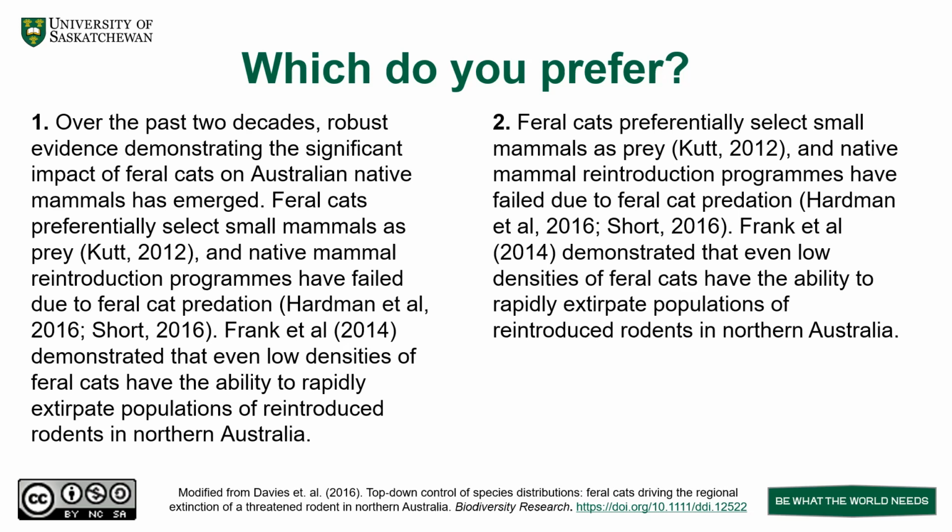Over the past 2 decades, robust evidence demonstrating the significant impact of the feral cats on Australian native mammals has emerged. Feral cats preferentially select small mammals as prey, and native mammal reintroduction programs have failed due to feral cat predation. Frank et al. demonstrated that even low densities of feral cats have the ability to rapidly extirpate populations of reintroduced rodents in northern Australia.